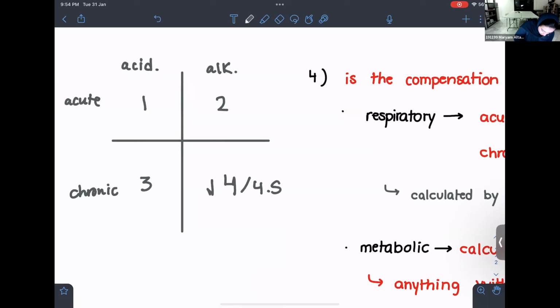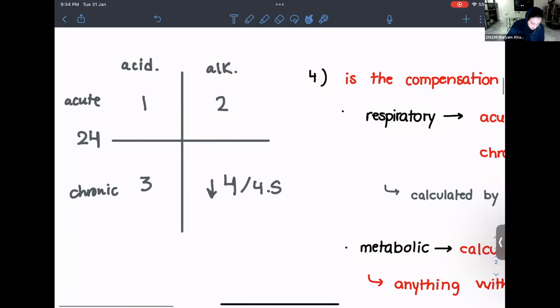Drop. And the baseline of your bicarb is 24. So for every 10 millimeters of mercury increase or decrease in your PCO2: if it's an increase, that means we know it's a primary acidosis. So acute compensation should be a 1 increase in bicarb. Chronic compensation should be a 3 increase in bicarb. And vice versa for alkalosis. So here your bicarb should decrease by 2. Here your bicarb should decrease by 4 to 5. And that's all due to the way the kidneys are compensating.